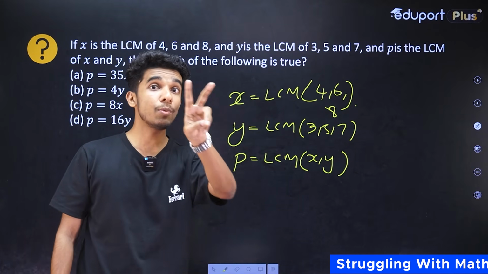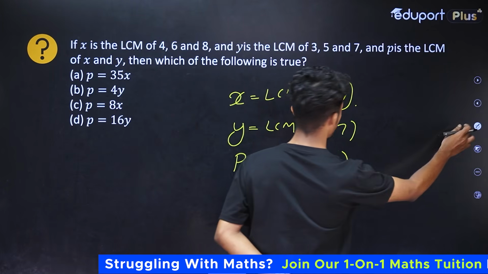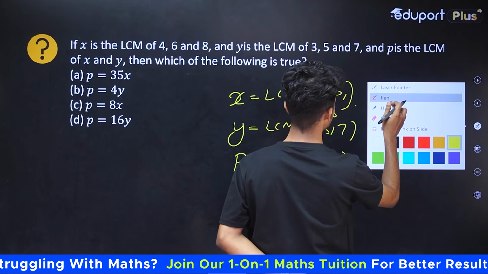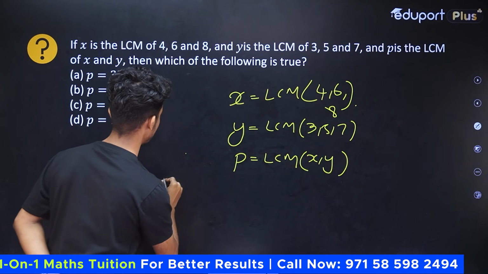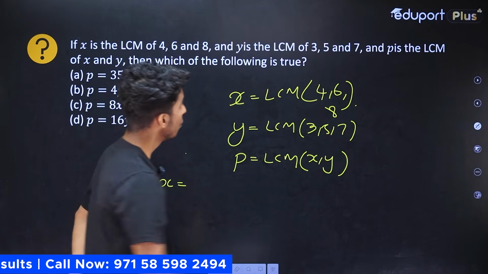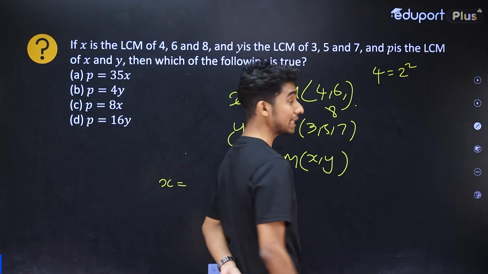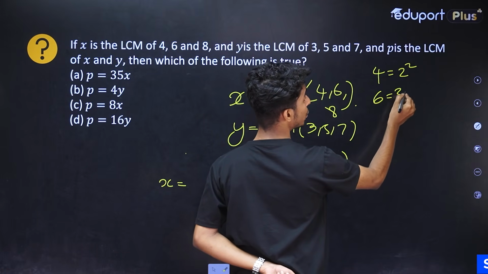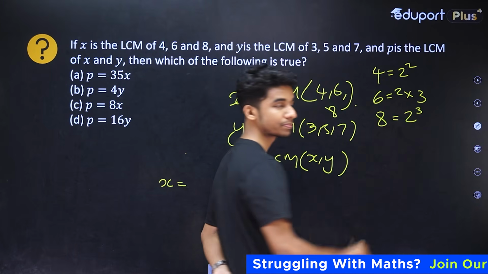We have already discussed the LCM of 2 numbers. It is pretty simple. Look here, I will show you how to do this. x is equal to the LCM of 4, 6, 8. 4 can be represented as 2 square, 6 can be written as 2 into 3, and 8 can be written as 2 cube.